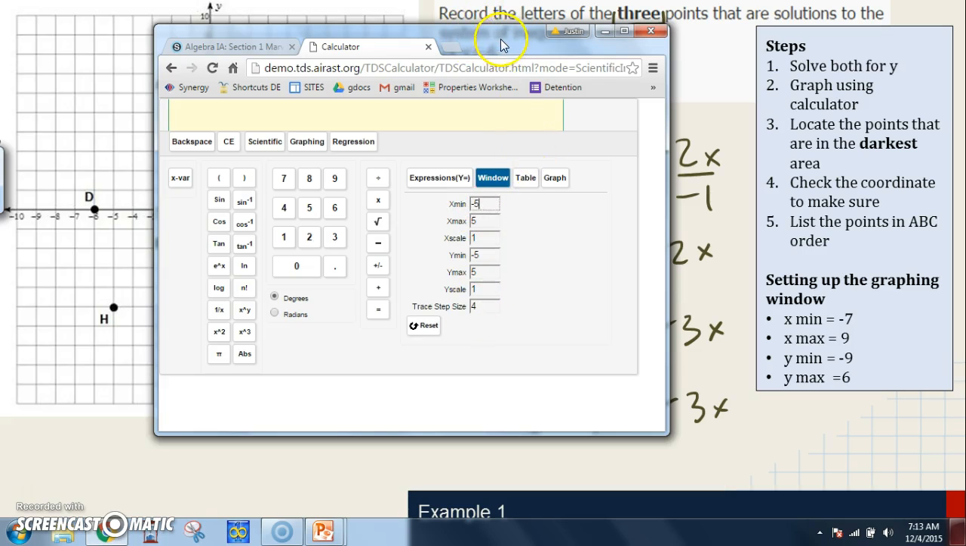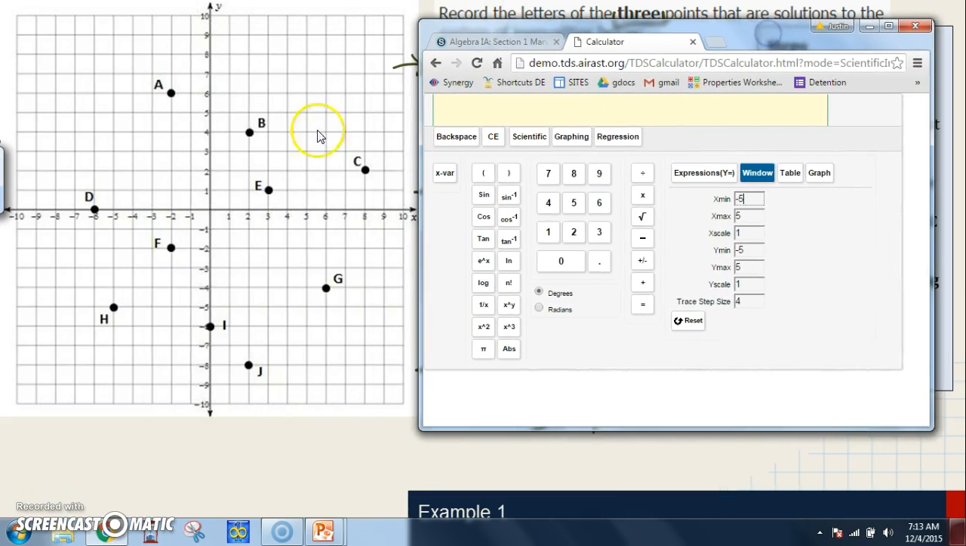Now, if you look at this coordinate plane to the left, and you look at the x values and the y values that the coordinate plane has, we know that the maximum x value is 10, and the minimum x value is negative 10. The same thing is true for y.